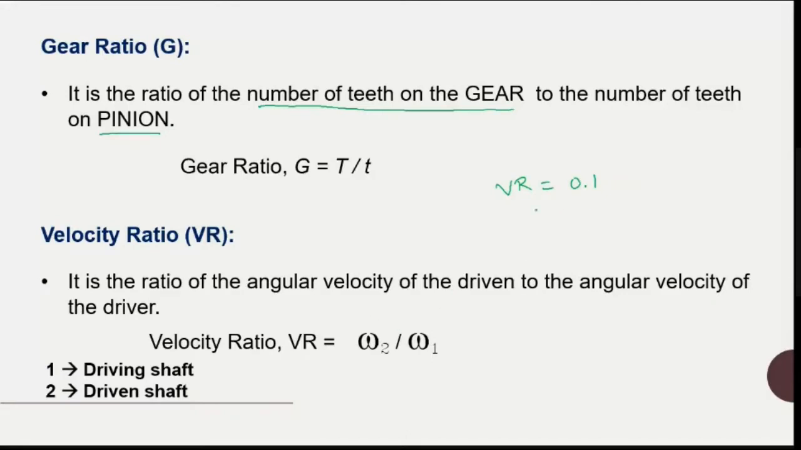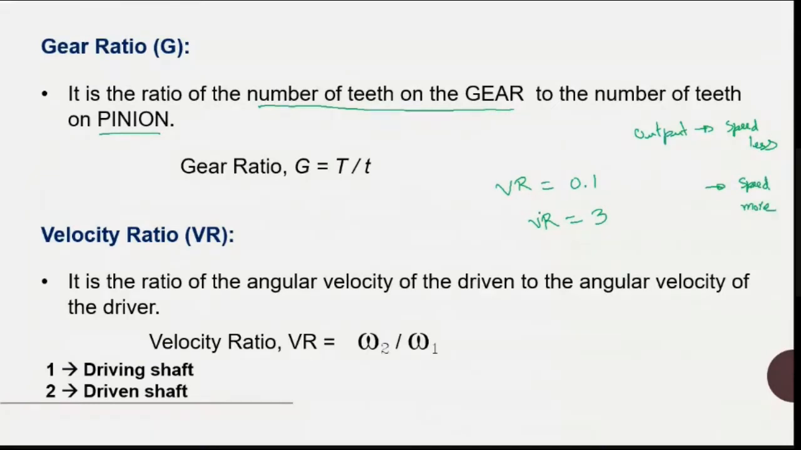Let me consider that your velocity ratio is 0.1. Whether your output has lesser speed or greater speed? Can you tell me? Lesser speed. Yes, very good. Speed is less if your VR is in terms of 0.1 or something like that. If your VR is 3, higher than 1, output speed is greater. So you have more speed.